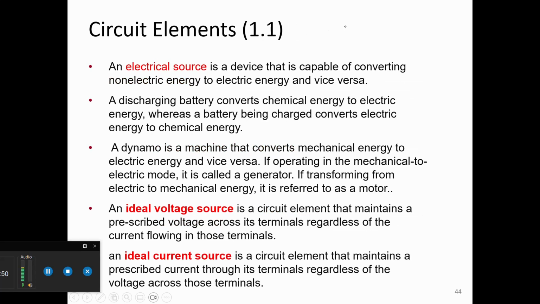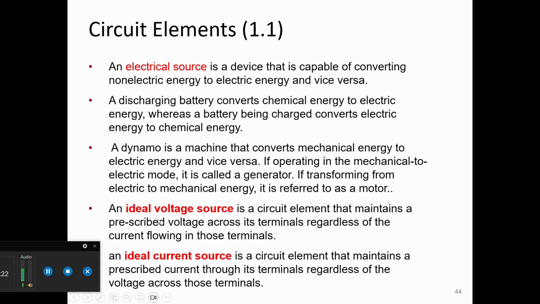An electrical source is a device that is capable of converting non-electric energy to electric energy and vice versa. A discharging battery converts chemical energy to electric energy, whereas a battery being charged converts electric energy to chemical energy. And a dynamo is a machine that converts mechanical energy to electrical energy and vice versa. If operating in the mechanical to electrical mode, it is called a generator. If transforming from electrical to mechanical, it is referred to as a motor.